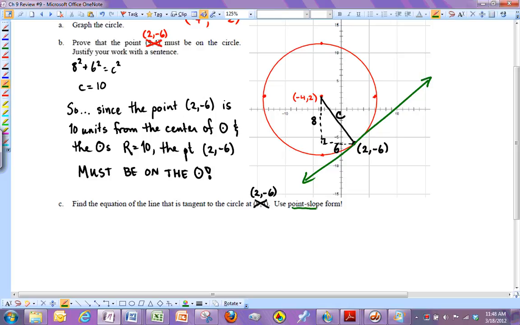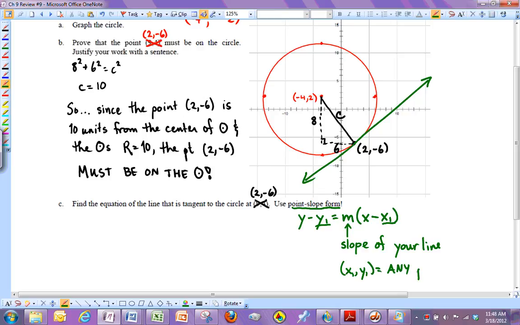Now, point slope form, remember, is this form: y minus y1 equals m times x minus x1. And we plug in for three things here. We plug in for m, which is just the slope of the tangent, slope of your line. And we plug in for the x1 and the y1, where x1 and y1 equals any point on your line.